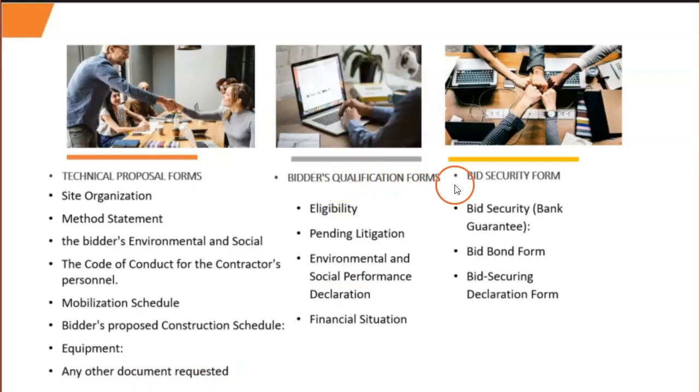For bidder's qualification forms, what you need is eligibility, pending litigation, environmental and social performance declaration, financial situation. For bid security form, you will need bid security, that's bank guarantee, bid bond form, bid securing declaration form.